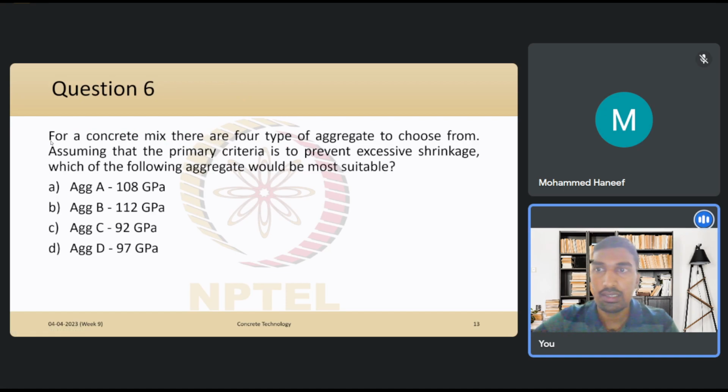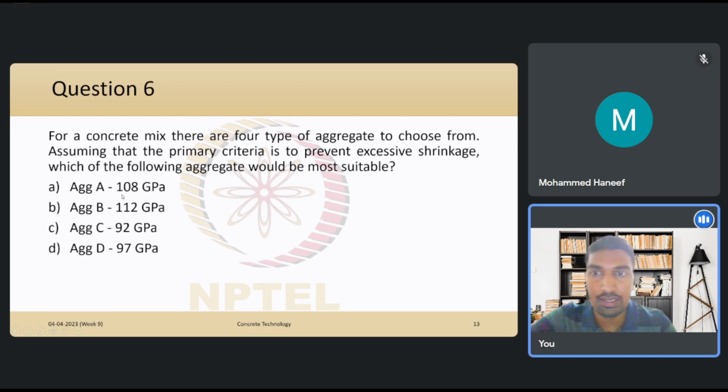Okay, so question 6 is for a concrete mix, there are four types of aggregate to choose from. Assuming that the primary criteria is to prevent excessive shrinkage, which of the following aggregates would be most suitable? We have four options giving four different aggregate types, A, B, C, and D, and the modulus of elasticity of these aggregates is given here.